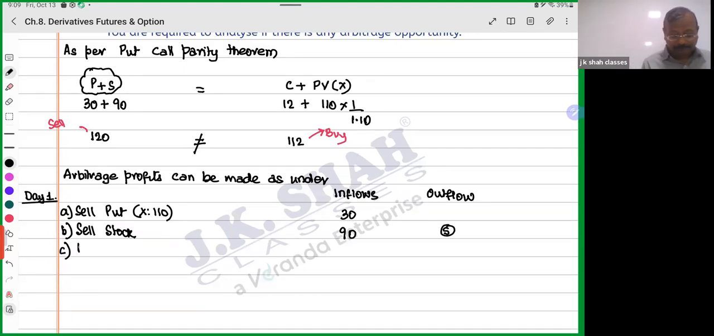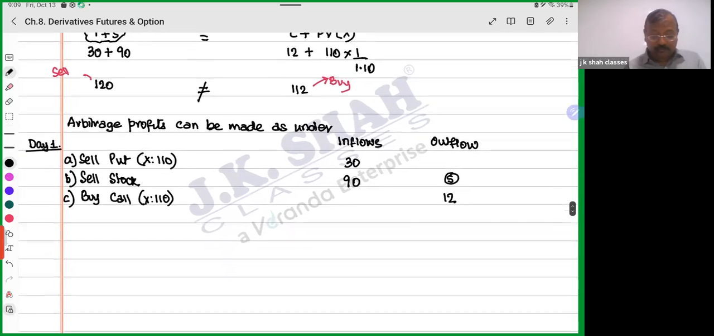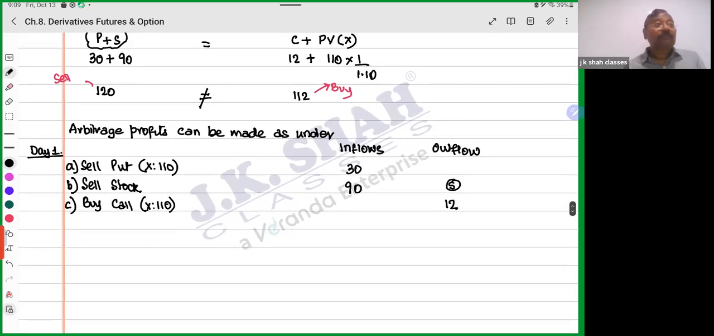Buy call. With a strike price of, and this will result in an inflow or an outflow of 12. Okay. Next, what will you do? This will result in what? Inflow or outflow? How much?